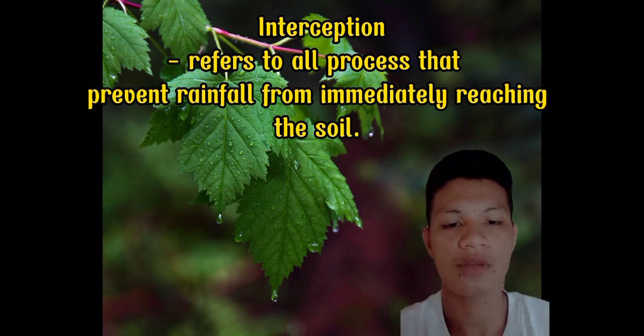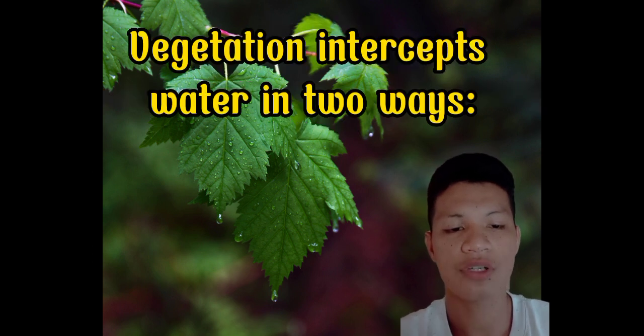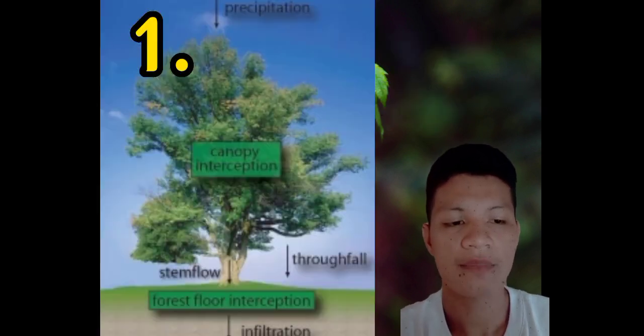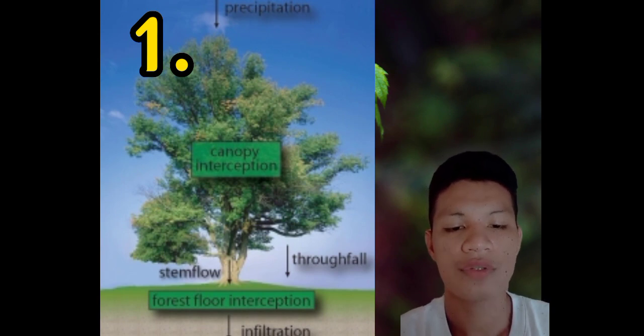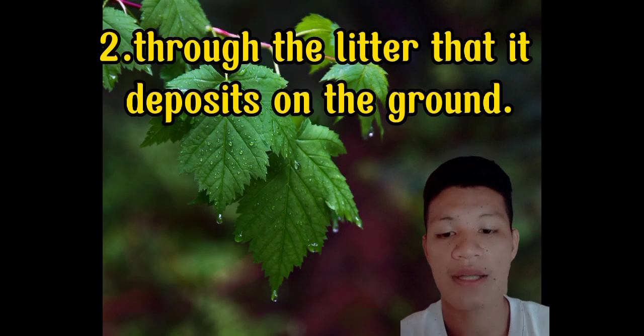Interception refers to all processes that prevent rainfall from immediately reaching the soil. Vegetation intercepts water in two ways. One, by catching rainfall on leaf surfaces throughout the canopy. Two, through the litter that it deposits on the ground.